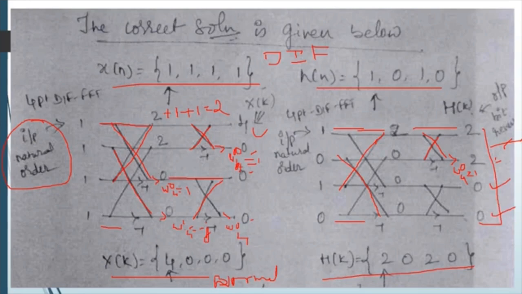Similarly, here also this 1 is traveling here. So 1 minus 1 is 0. 0 multiplied with any value will be 0. Therefore, we are getting 0 0. So the final answer will be 4 0 0 0.